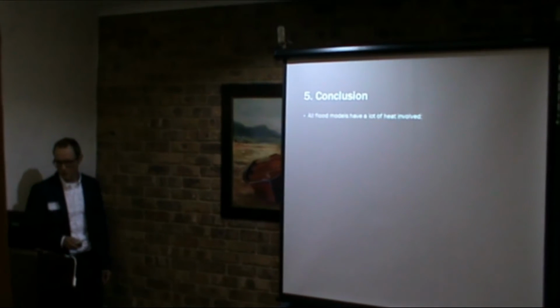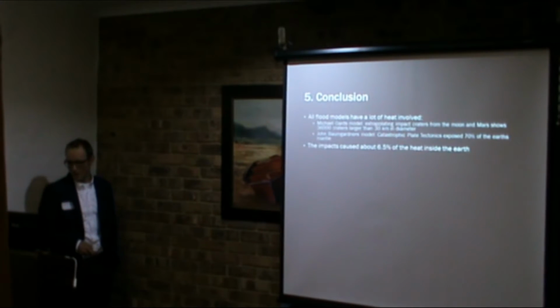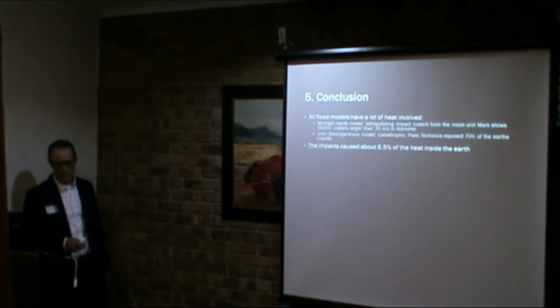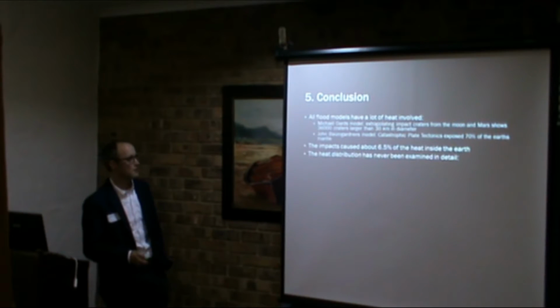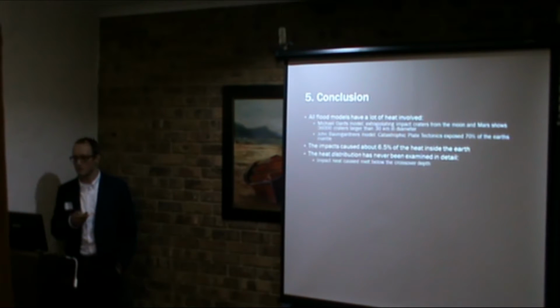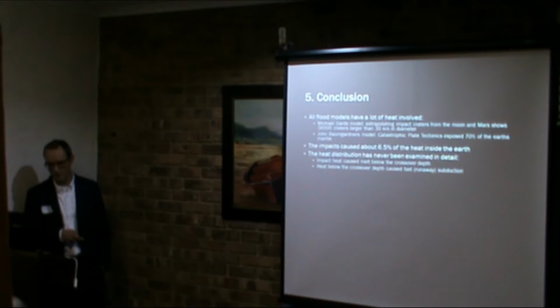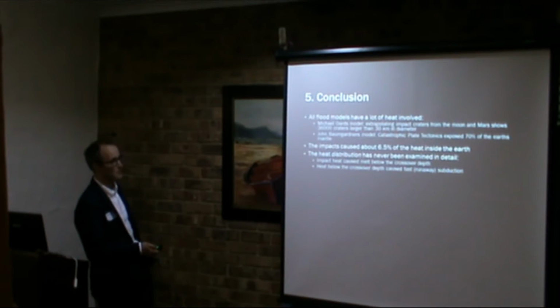So then we reach the conclusion: all flood models have a lot of heat involved. The impacts caused about 6.5%, make it 50, make it 4 of the heat inside the Earth. The distribution has never been examined in detail, and impact heat caused melt below the crossover depth. Heat below the crossover depth caused fast runaways. There is subduction, that's the sinking of the material.